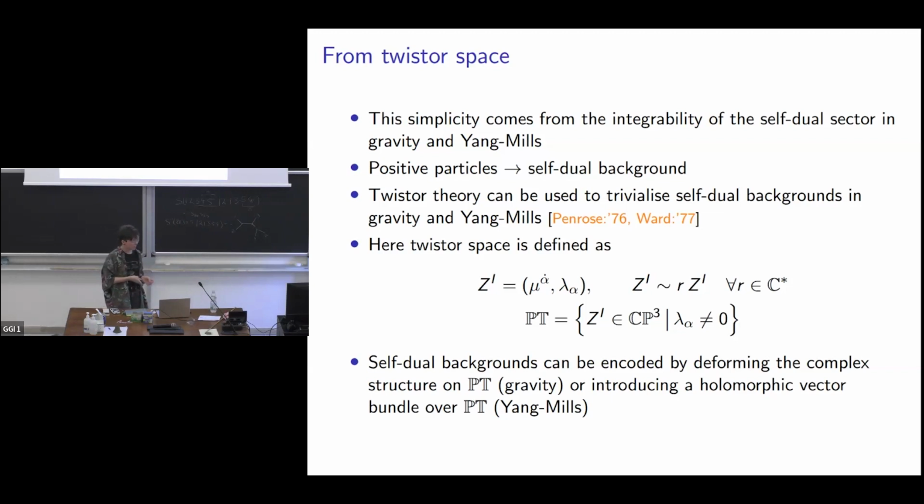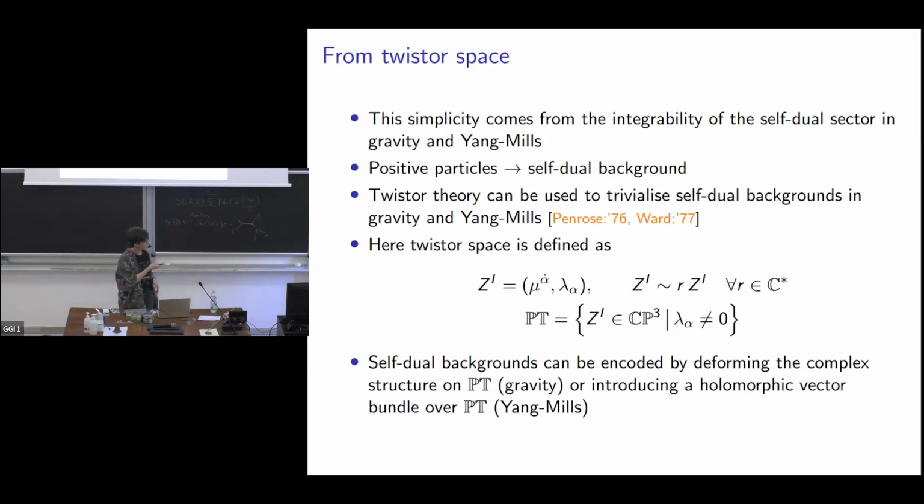And a powerful tool we can use when we have self-dual theories is that twistor theory trivializes these in gravity and Yang-Mills. And here I've just given a quick definition of twistor space as an open subset of CP3. And then self-dual backgrounds can be encoded by deforming the complex structure on twistor space or introducing a holomorphic vector bundle over twistor space. But I'm not going to go into detail on these things.